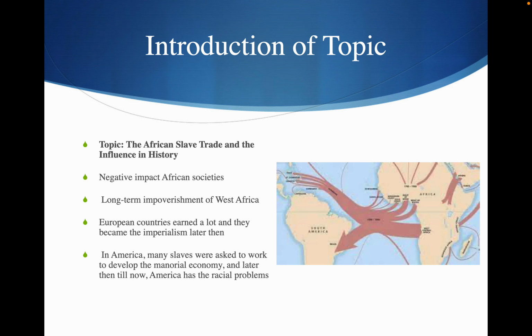Some of the influences include that the slave trade brought a negative impact on African society and led to the long-term impoverishment of West Africa. The European countries earned a lot and later became imperialist powers. In America, many slaves were made to work to develop the monoculture economy. And from then until now, America has had a racial problem.